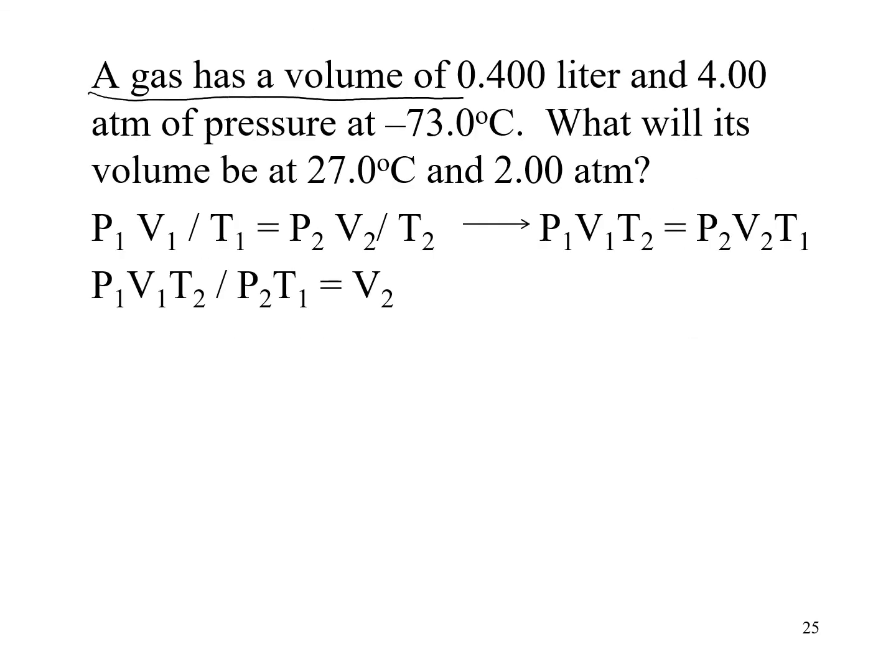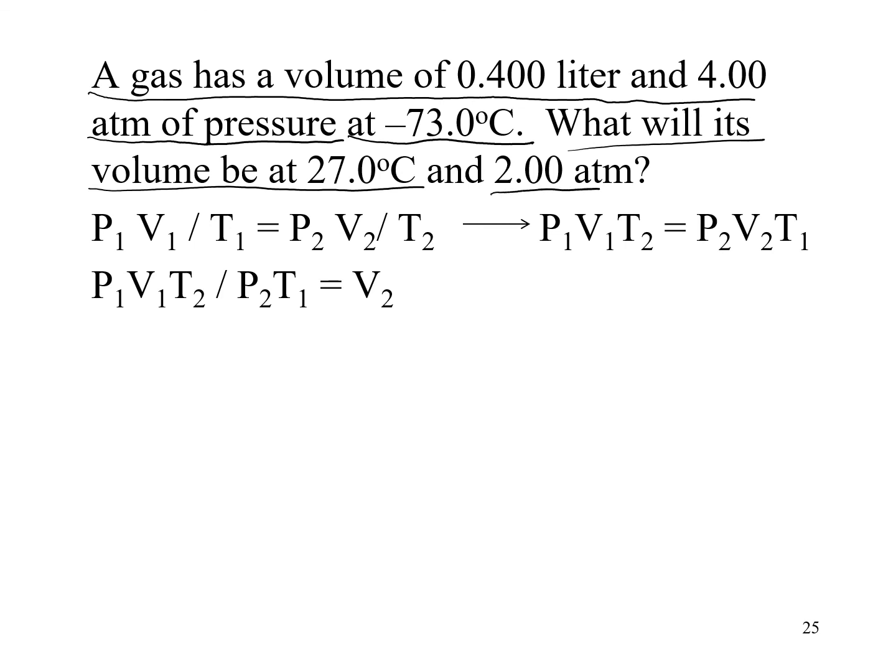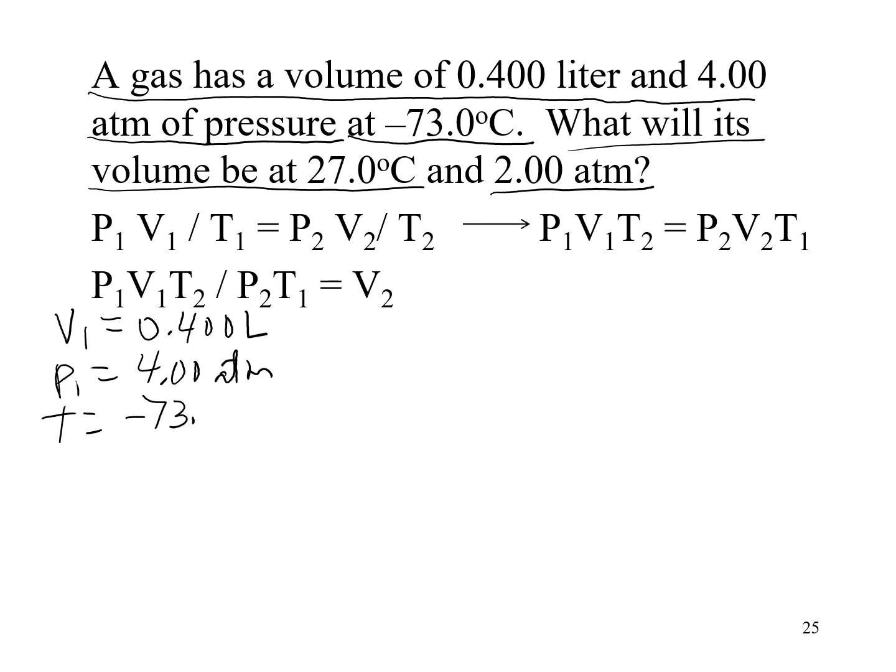A gas has a volume of 0.400 liters and 4.00 atm of pressure at negative 73 degrees Celsius. What will its volume be at 27 degrees Celsius and 2 atmospheres? First thing always is to write down the information you're given. So we're going to start with V1 is equal to 0.400 liters, and P1 is 4.00 atm, and then T1 is negative 73 degrees Celsius, which needs to be converted to Kelvin.